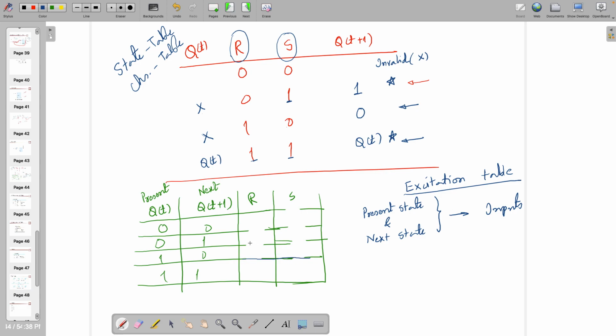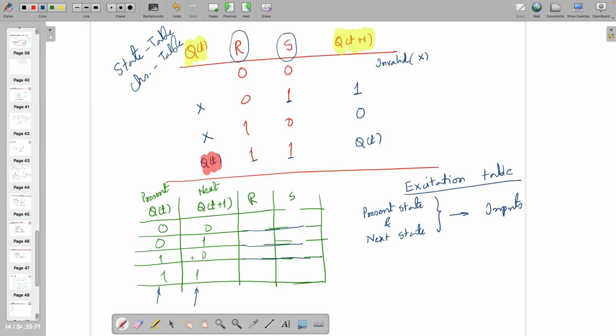Okay, so let's start from beginning. 0 0. So where is the 0 0? Tell me, where is 0 0? First one is the invalid, and you are looking at RNS. You have to look at Q of t and Q of t plus 1. You have to observe Q of t and Q of t plus 1. Sorry, I should have made. You have to observe these two things. Look at that, these two are the columns here, not RNS. You need to derive RNS.